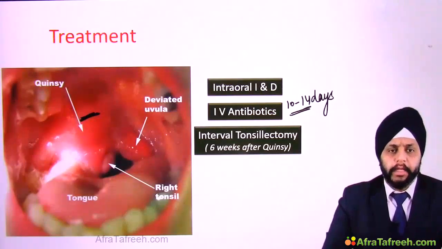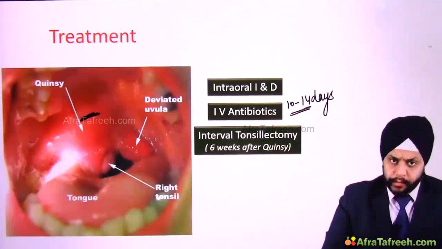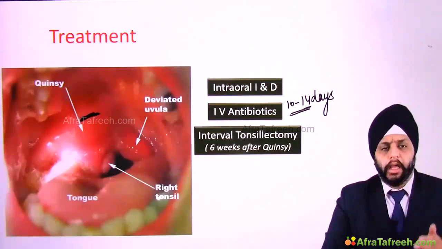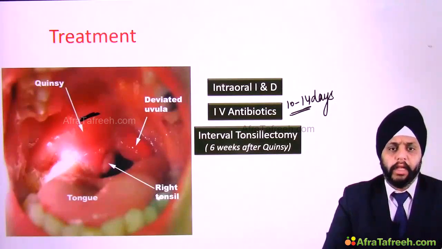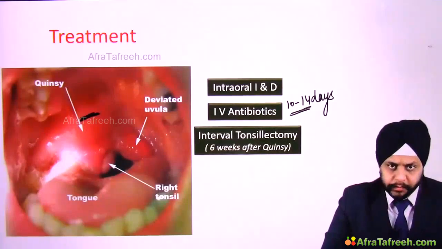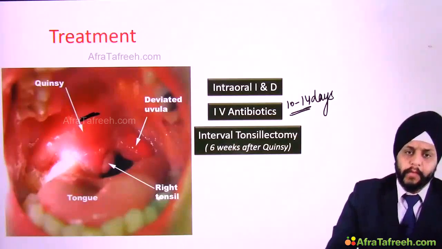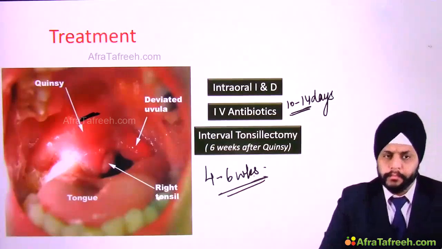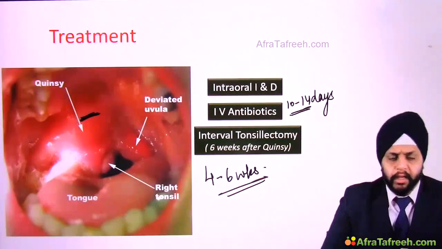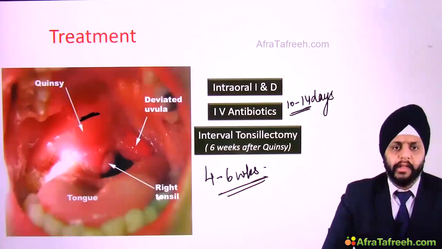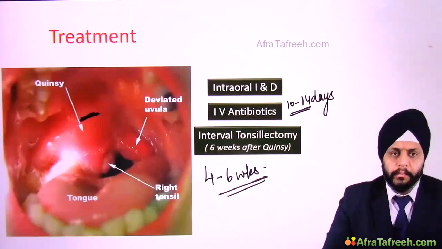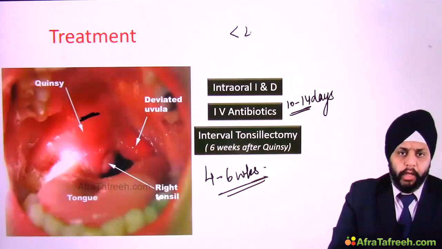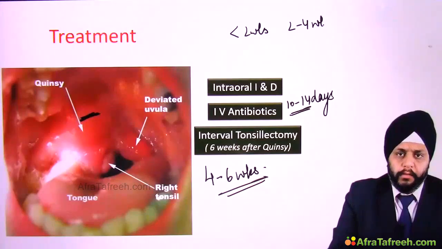Now this tonsillectomy is done 6 weeks after the episode of quinsy. All right, it is not done immediately. It is done 6 weeks after the episode of quinsy. That is why it is known as interval tonsillectomy. Now remember, some books have written over here 4 to 6 weeks after quinsy. That seems a very benign change in the words, 4 to 6 weeks or 6 weeks. But a question has been asked that interval tonsillectomy is done less than 2 weeks, 2 to 4 weeks, 4 to 6 weeks, or after 6 weeks.